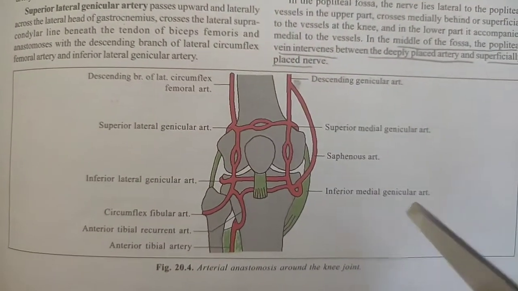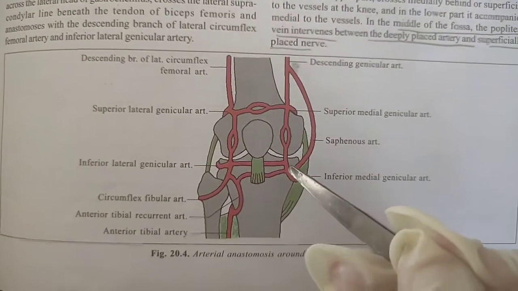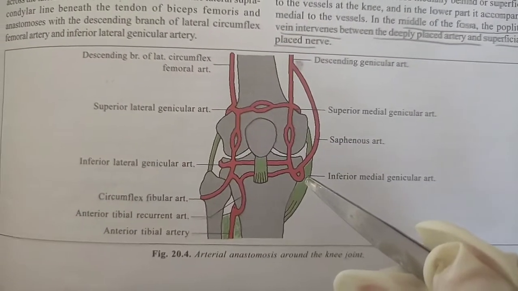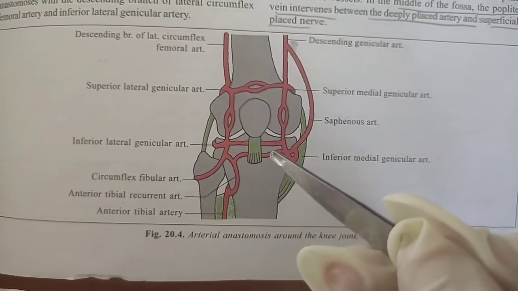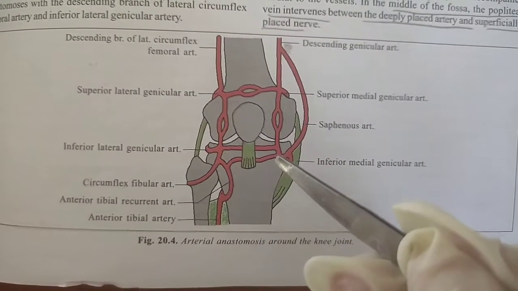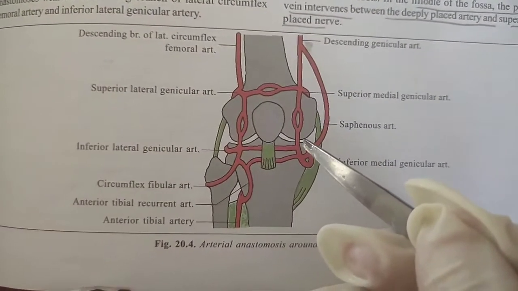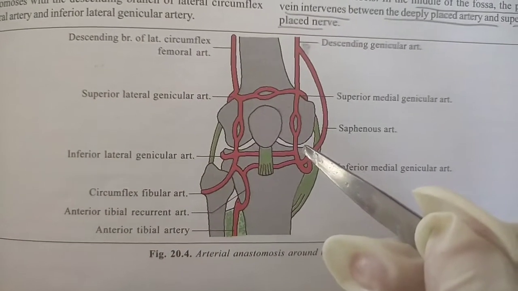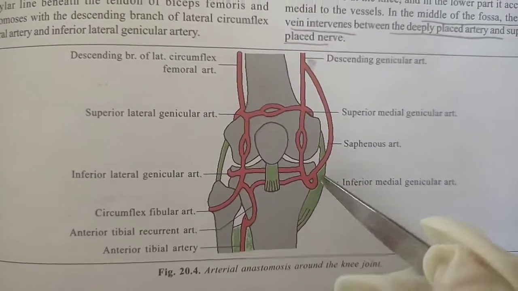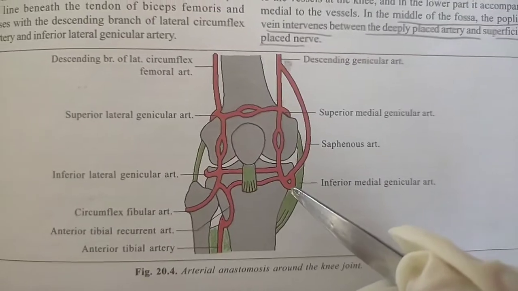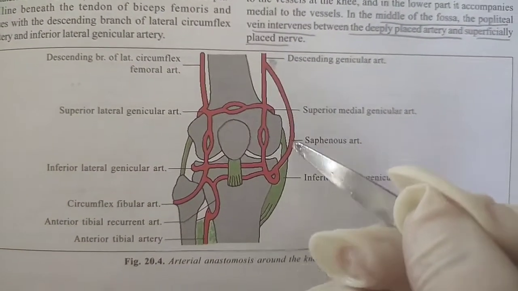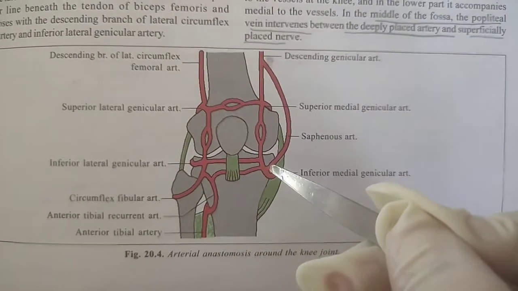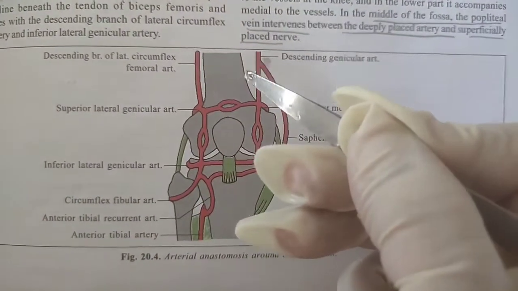Inferomedial genicular artery. This is the inferomedial genicular artery. It passes along the upper border of the popliteus deep to the medial head of gastrocnemius, and it curves forward below the medial tibial condyle and deep to the tibial collateral ligament, and it anastomoses with the superomedial genicular artery and also with the saphenous artery, which is a branch of the descending genicular artery.